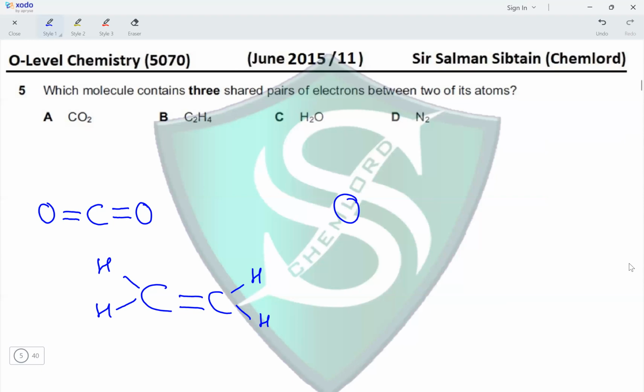In water, we've got an OH bond on either side of oxygen. Both are single bonds, so there are no three shared pairs of electrons between two atoms. And in nitrogen, we have got two nitrogen atoms with a triple bond between them. Each nitrogen atom is contributing three electrons. So in total, there are three shared pairs of electrons in the molecule of nitrogen, making option D the correct option for this question.